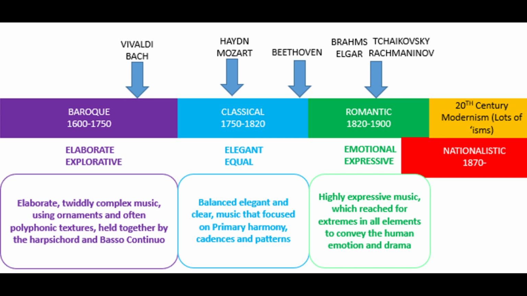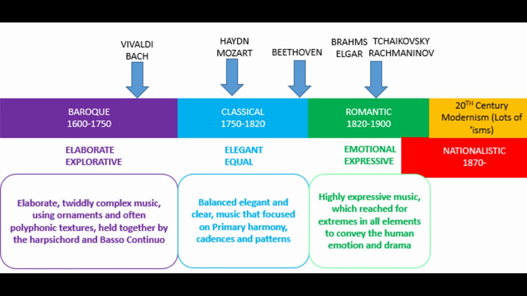So the classical period came next. We've looked at Haydn and Mozart's influence, and they really were the 2 main classical composers. Haydn came first, then Mozart. I don't think we need to look at any others. Obviously, there were some, but they really were sort of leaders of the pack during that period. The 2 adjectives I chose for this are elegant and equal. I just like the idea of them all beginning with E, although that possibly is confusing because you've got to remember 6 adjectives that all begin with E. But that's the classical period, and underneath a little explanation: balanced, elegant and clear music that focused on primary harmony, cadences and patterns.